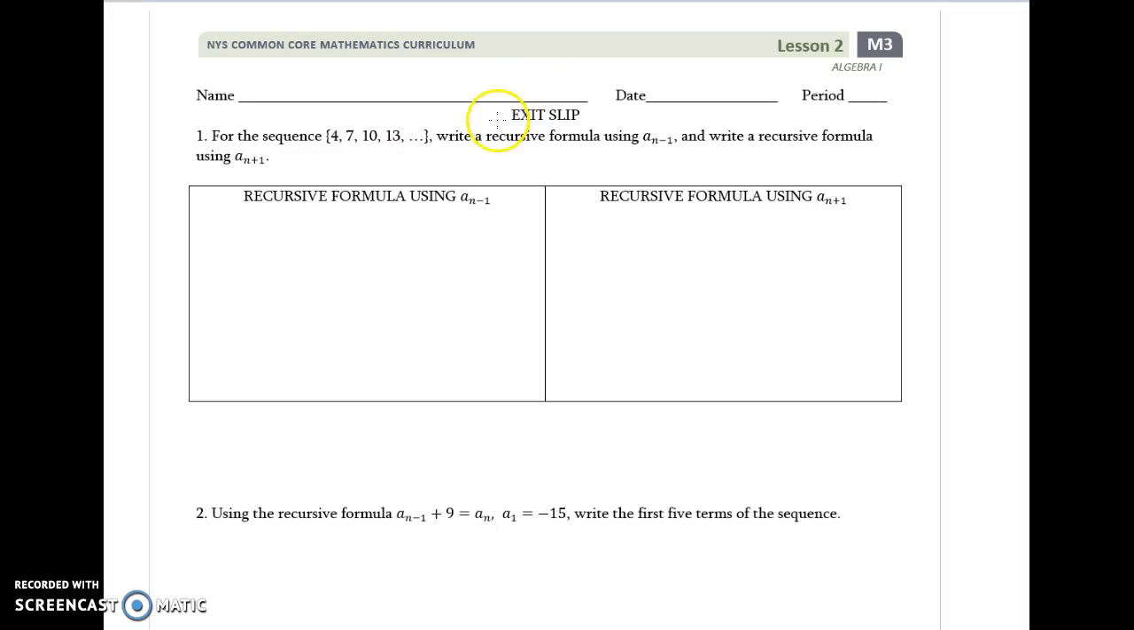Hello students, this is the exit slip from lesson 2. The unit is the 6th unit on sequences. Lesson 2 was on arithmetic sequences and recursive formulas for those types of sequences.